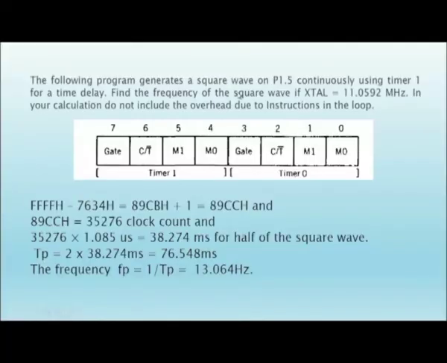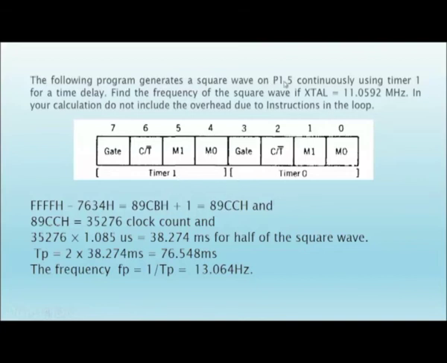We will take another one. Now, the following program generates a square wave on P1.5 continuously using timer 1 for a time delay. Find the frequency of the square wave if the crystal frequency is 11.0592 megahertz. In your calculation, do you include the overhead due to the instructions in the loop? If any overhead occurs, you can include it.